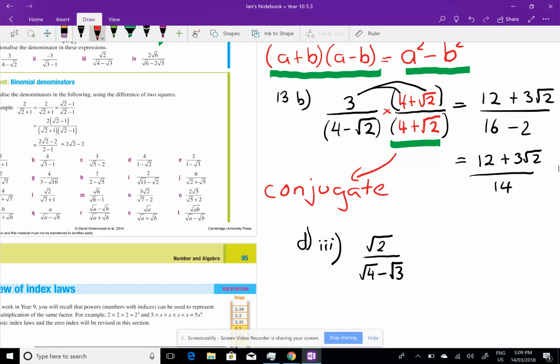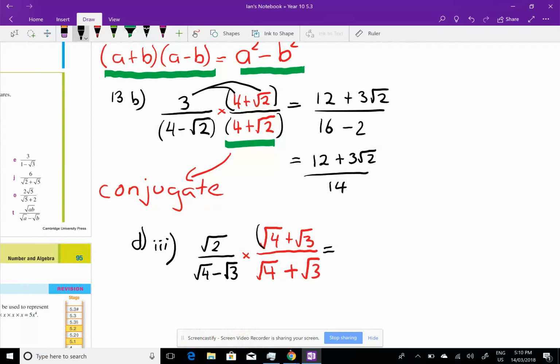First thing, what is the conjugate? What am I going to need to multiply by? Well, the conjugate is the same thing in the denominator, but with a different sign. And we do the same to the top. Now, watch what happens. Now remember, it's root 2 times that and root 2 times that.